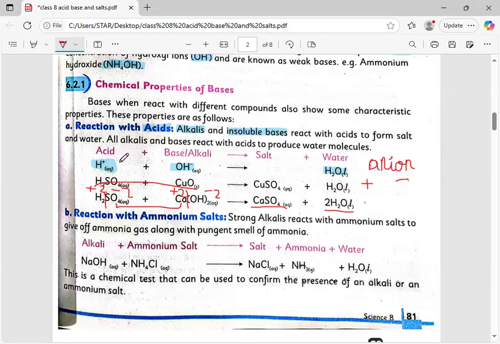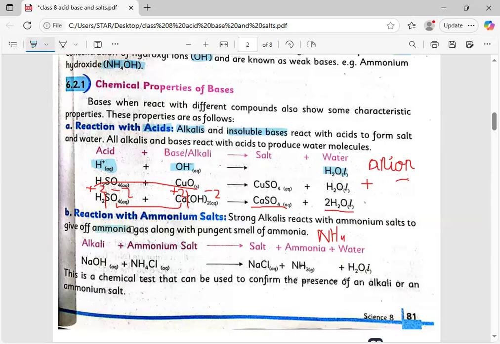Now we have a second type of reaction, that is the reaction with ammonium salts. What are ammonium salts? The salts that contain ammonia or an ammonium structure in their structure are called ammonium salts. Basically the ammonium is symbolized as NH4. So strong alkalis react with ammonium salts to give off ammonia gas. Remember that this is for objective.